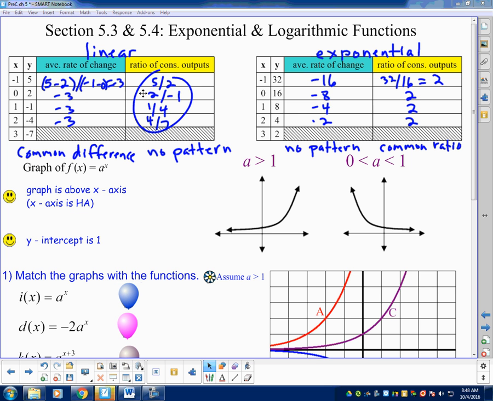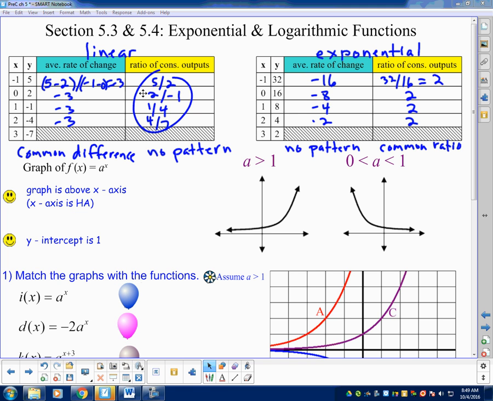Anything to the a to the 0 power is 1. So the y-intercept right here is going to be 1. So those are two characteristics of exponential functions. Now, this is assuming that we don't have a -3 or something, you know, we're not shifting it down. As soon as you shift it down, it changes everything.